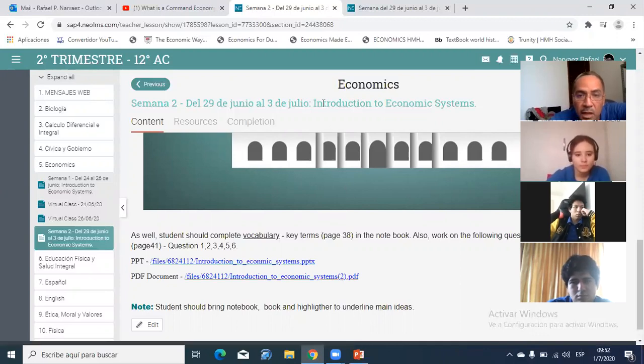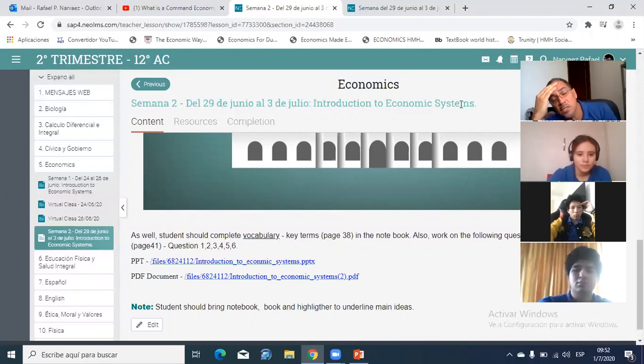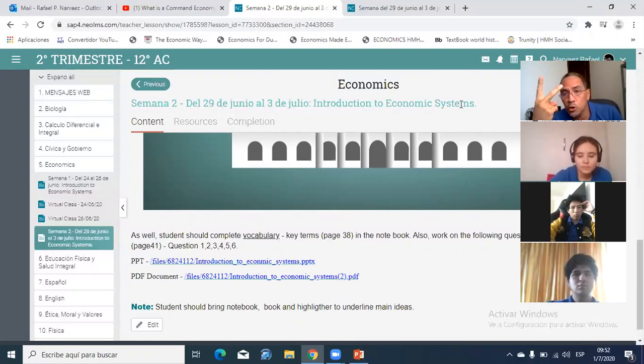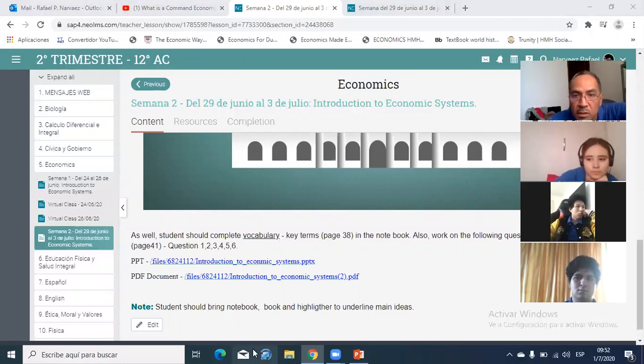The title of this section of the book is Introduction to Economic System. Now remember, this is the first topic in the second term. So you need to fold a page in order to separate the first term from the second term. So in your notebook, fold a page and write second term or second trimester or whatever you want to say. Okay, so the title of today's class, and I'm in English here, is Introduction to Economic System.